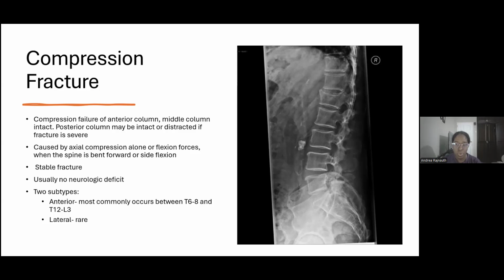The most common causes in younger patients tend to be falls from a height or motor vehicle accidents. In older patients, these could be due to minor incidents of normal activity due to osteoporosis or bone disease, right? It's considered a stable fracture, and usually there's no neurological deficit. There are two subtypes: anterior, which most commonly occurs between T6 to T8 and T12 to L3, and lateral, which are rare.